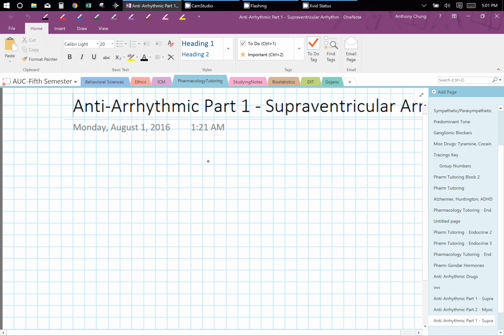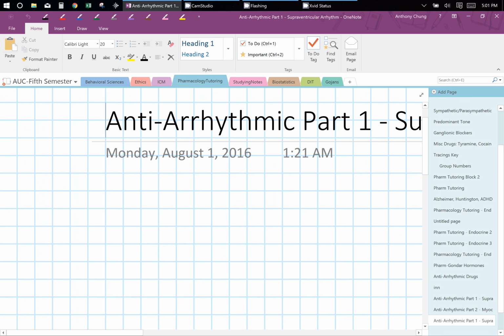So the first part that I'm going to go over is going to be supraventricular arrhythmias. And I know I didn't really define what arrhythmia is yet, but for now, just think of it as crazy electrical disturbances. So think of it that way first. Before I start, you divide your arrhythmias into two parts, all right?